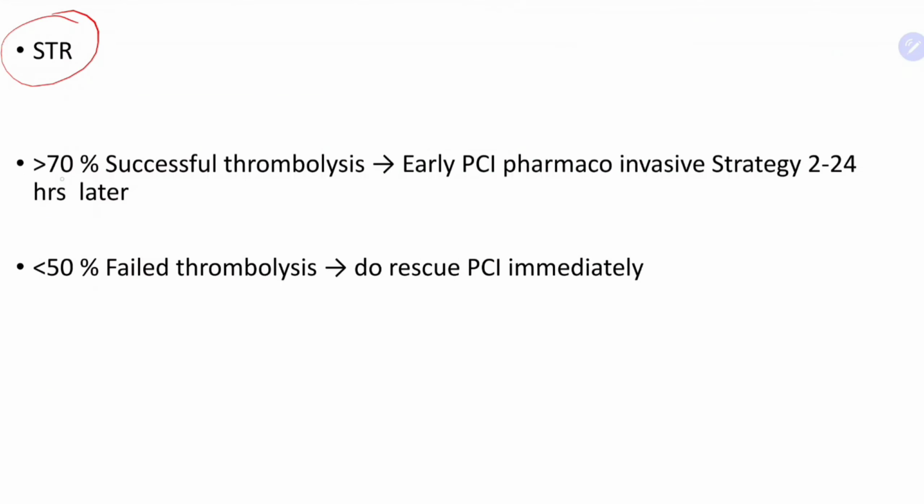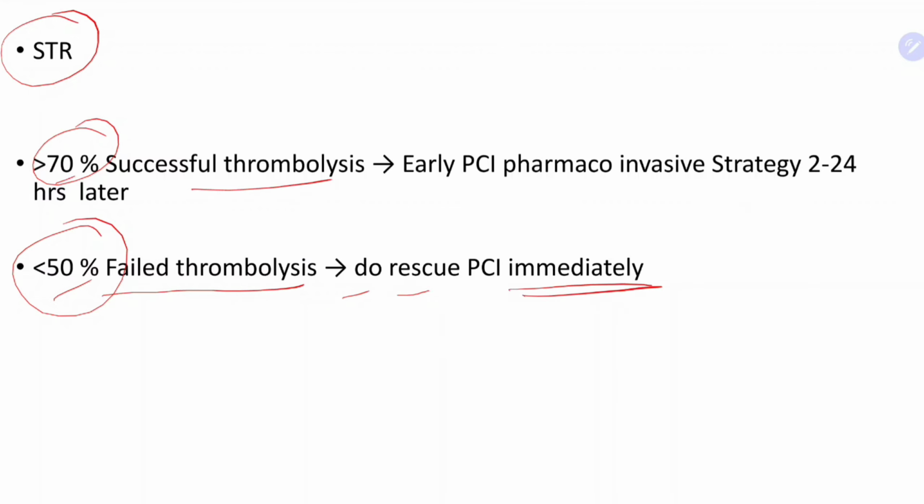This is STR. More than 70% is successful thrombolysis. Less than 50% is failed thrombolysis. Do rescue PCI immediately. If you are getting more than 70% ST resolution, that means early PCI, pharmacoinvasive strategy: 2 to 24 hours later you can go for PCI.